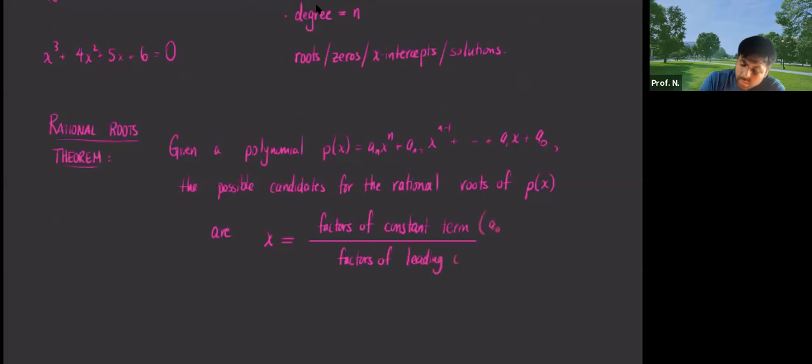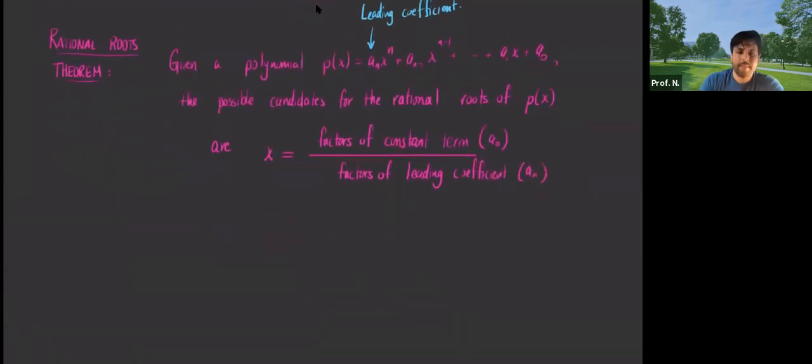So the constant term is a sub naught, and the leading coefficient is the coefficient of the term with the highest degree, which is called the leading term. So it's the factors of the leading coefficient, a sub n. Okay.